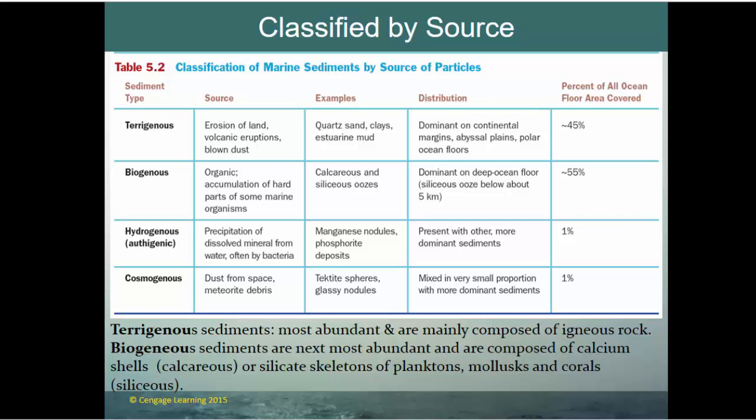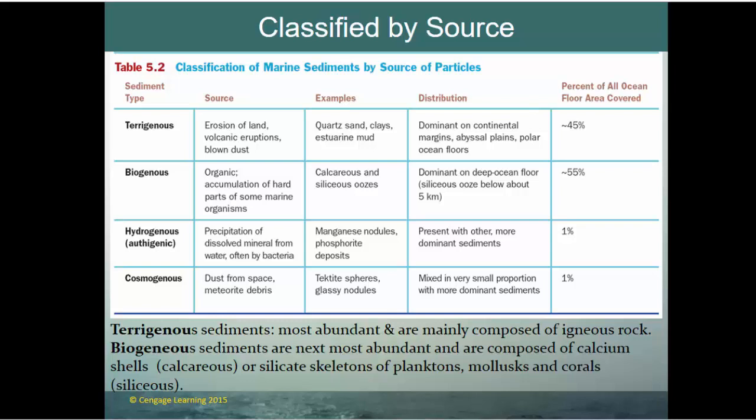Erosion off the land, perhaps the debris from volcanic eruptions, or blowing dust. And there's actually a tremendous amount of dust that's blown off of North Africa out into the Atlantic Ocean every year. That makes up a large amount of sediment. Typically, quartz, sands, clays, maybe estuarine mud, and it's dominant on coastal margins, so it's mainly right on those seaward extensions of the coastline. And then it does get out into the abyssal plains and the polar ocean floors.